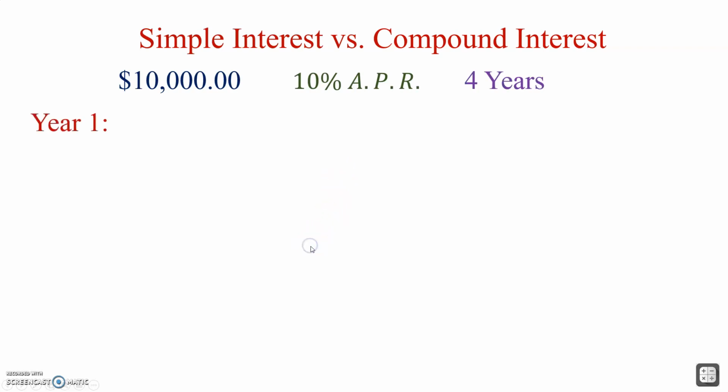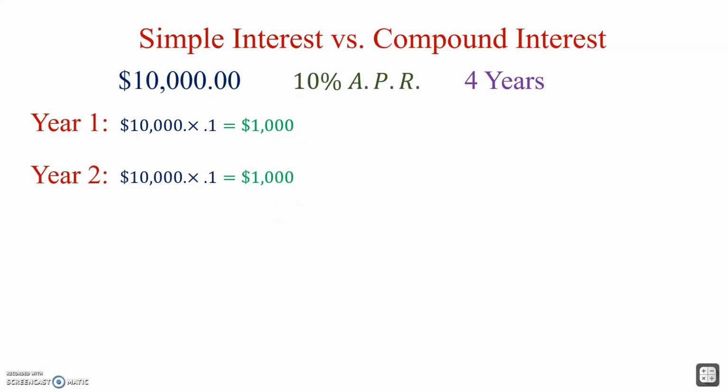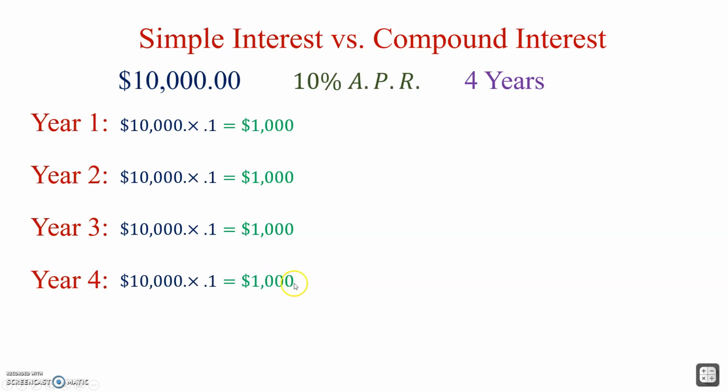So in simple interest, in the first year, we had our $10,000. We'll multiply by 0.1, which is the 10%. So 10% of 10,000 is 1,000. So that shows that we're earning $1,000 in the first year. In the second year, again for simple interest, we do the exact same thing. Take the original $10,000, multiply by 10%, get another 1,000. Year 3, same thing. And year 4, exact same thing. Everything is very simple in simple interest.